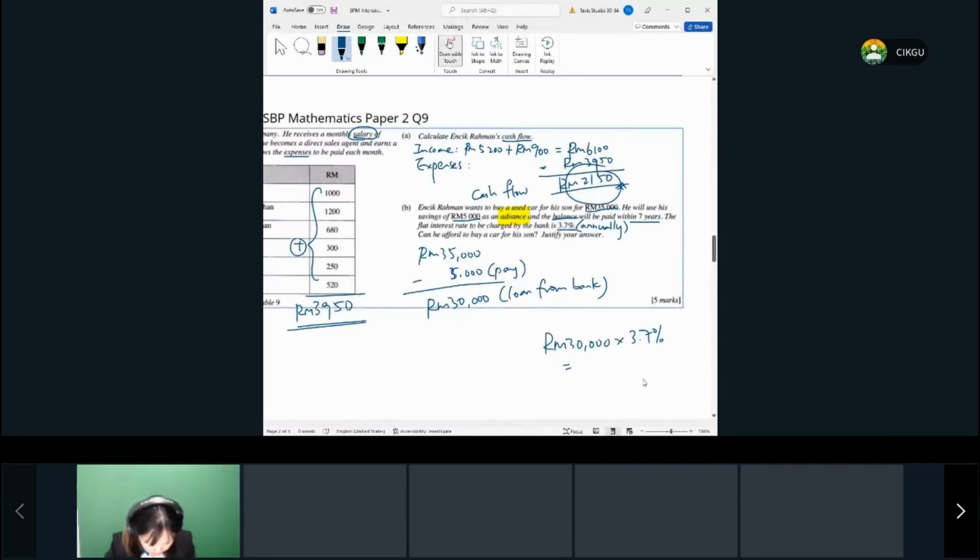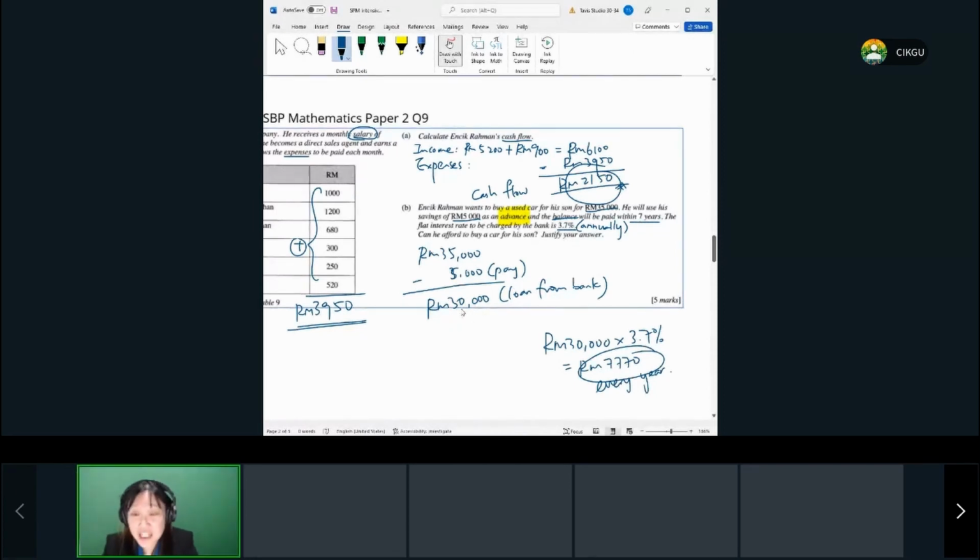Let me see. This one I calculated already. 7770. You know this amount? This amount you have to pay to the bank every year as a token of appreciation because they lend you money. So that means, guys, on top of the 30K that you loan from the bank, you have to pay extra 7,770 to the bank every year for 7 years because you loan it for 7 years. So you go and calculate how much you need to pay back to the bank.